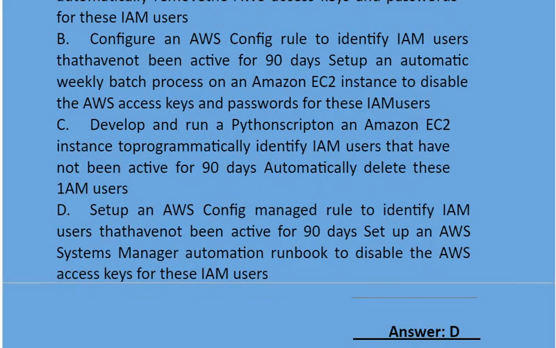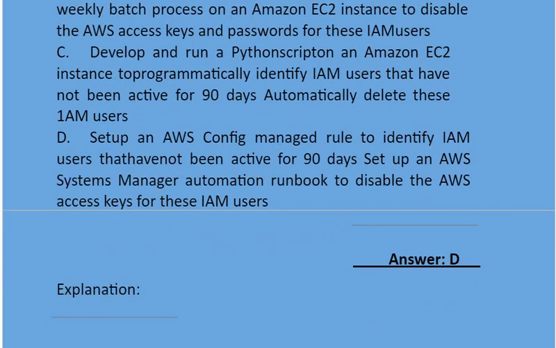Option D, set up an AWS Config managed rule to identify IAM users that have not been active for 90 days. Set up an AWS Systems Manager Automation runbook to disable the AWS access keys for these IAM users. Correct answer is option D.